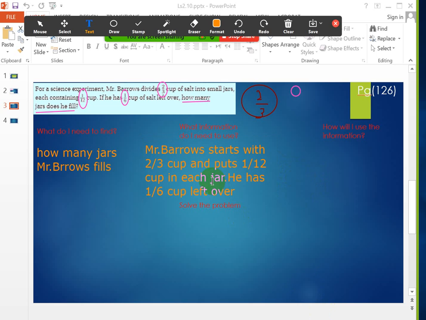Okay, so this is the answer for this question. Mr. Paros starts with 2/3 cup and puts 1/12 cup in each jar. He has 1/6 cup left over. Now, how will I use the information?